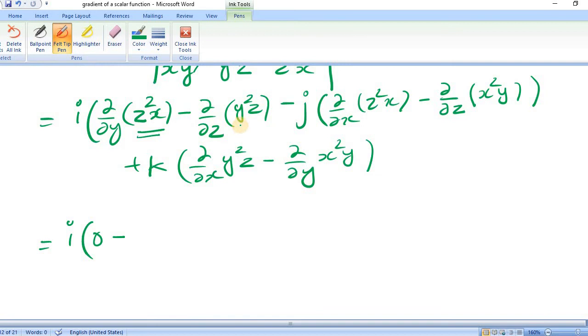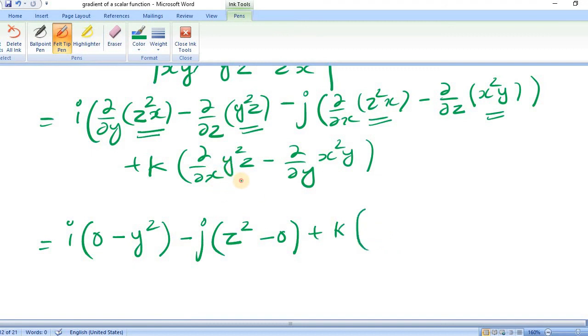Then minus del upon del z operated on y square z will give you a y square, minus, this is j. Then again del upon del x operated on z square x will give us z square, and then del upon del z operated on x square y will give us 0, because this becomes a constant. We are doing a partial differentiation. Plus k, here del upon del x operated on y square z will give us a 0, then minus del upon del y operated on x square y will give us x square.